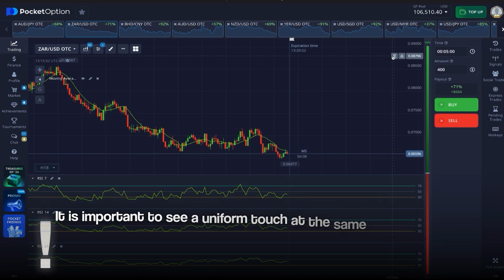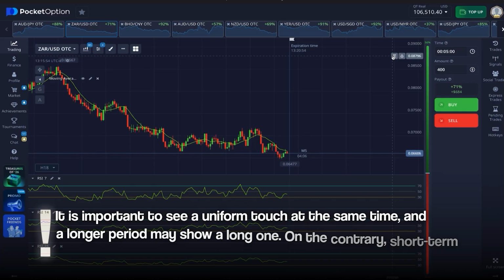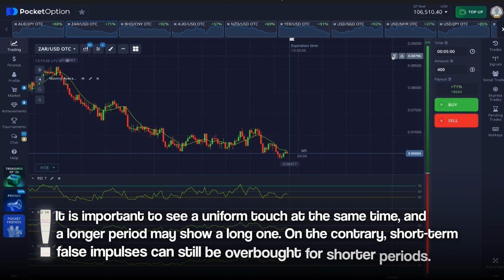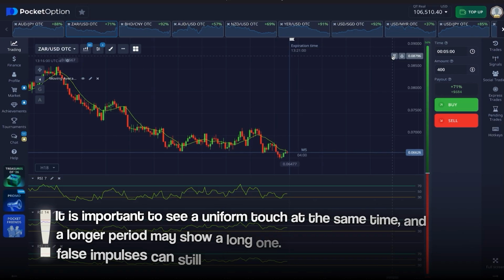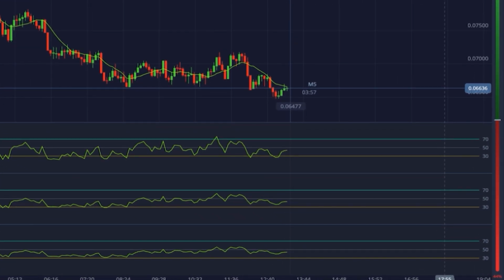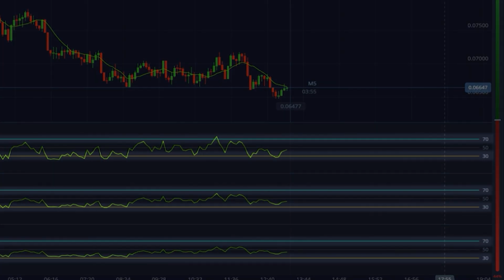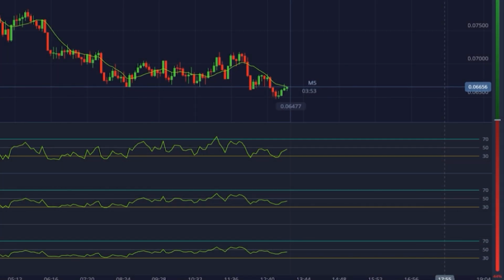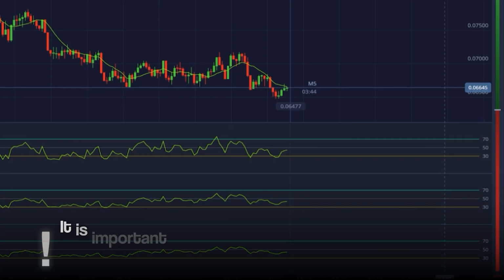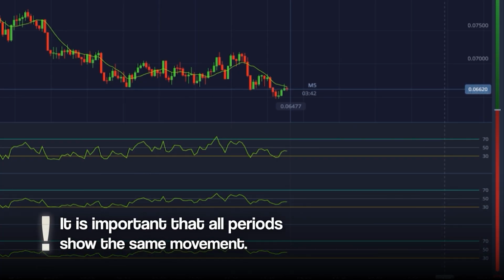It's important for us to see a simultaneous touch, and a longer period can indicate a prolonged overbought condition, while shorter periods, on the contrary, may show short-term false impulses. That's why the most accurate signal will be when all 3 periods touch at the same time. In such situations, it's very important not to get caught by a level breakout or a strong trend hold-in, since they each show their own intervals in these zones. That's why it's important for each period to show the same movement.